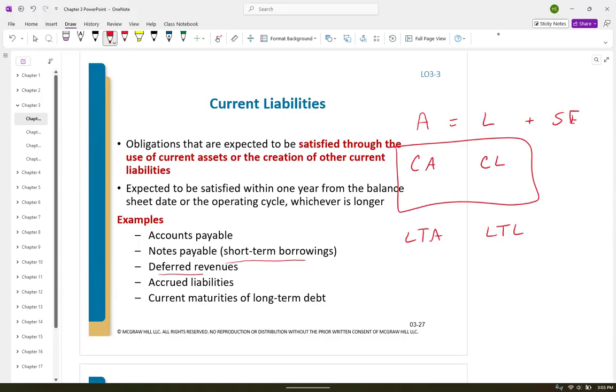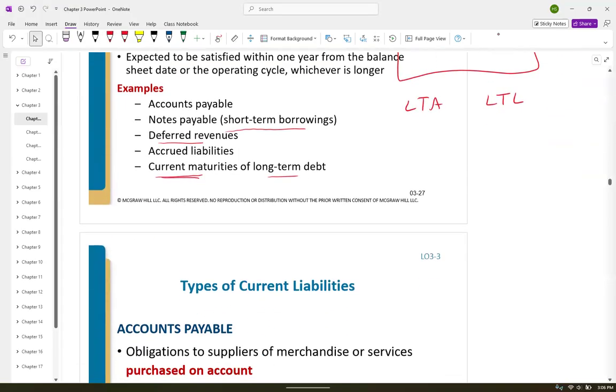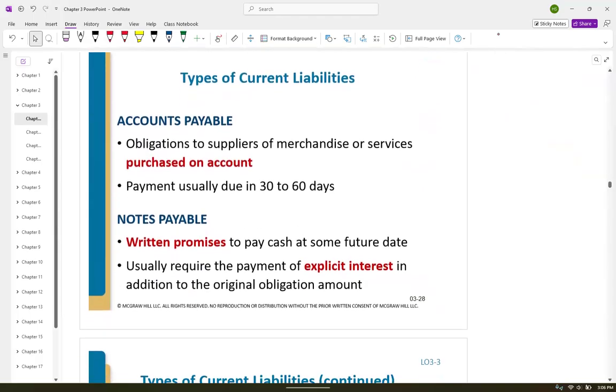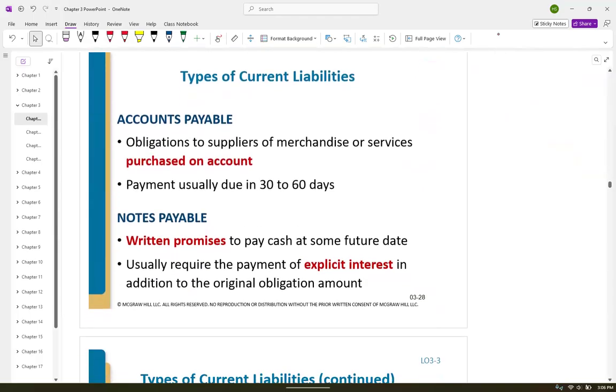Okay. And then current maturities of long-term debt. So we may have long-term debt of 30 years on our long-term liabilities, but what we have to pay within the coming year has to be reclassified into current liabilities.